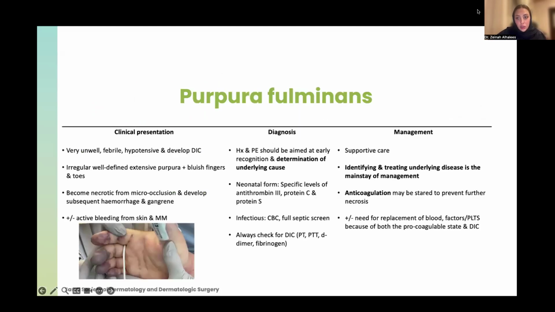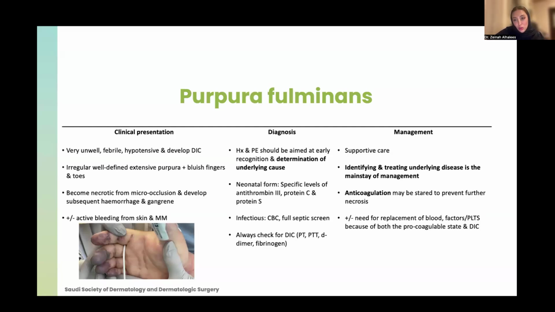So what are your clinical manifestations? They're usually not well. They're sick, they're febrile, they're hypotensive, and they tend to have systemic DIC actually. On examination, as you guys mentioned, they have these irregular, well-defined extensive purpura with bluish digits, so fingers and toes. They become necrotic later on from the microocclusion, and then they develop subsequent hemorrhage and gangrene of the skin. Plus, they can actually have active bleeding from their skin and mucous membranes.